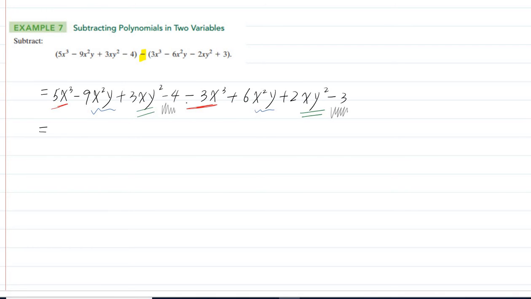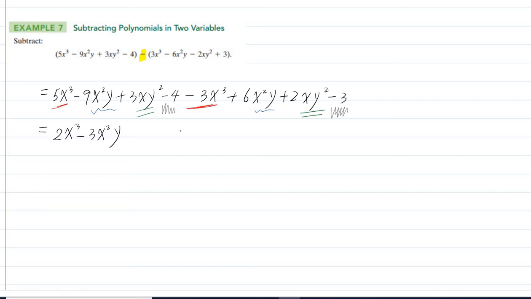5x cubed minus 3x cubed will give you 2x cubed. And then here we have negative 9 plus 6, that will be negative 3x squared y. Then we have xy squared, that's 3.